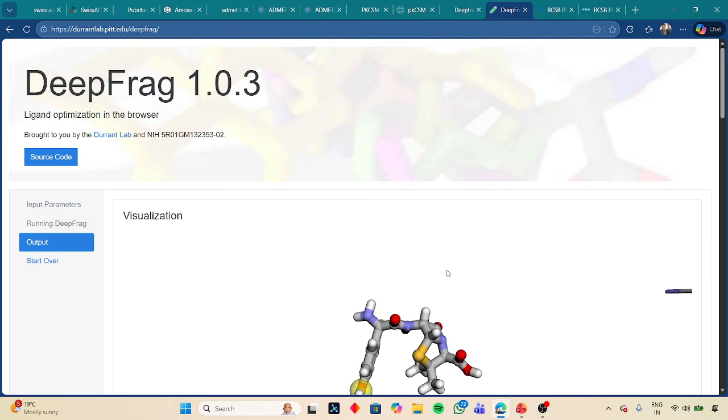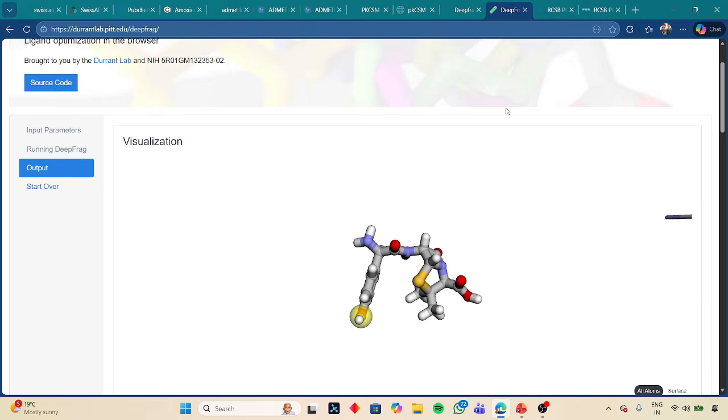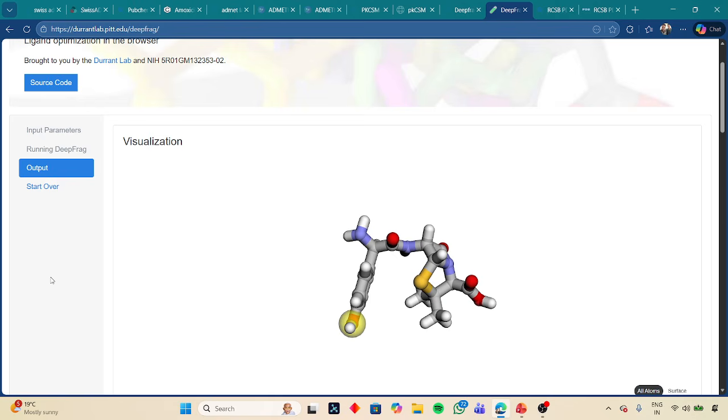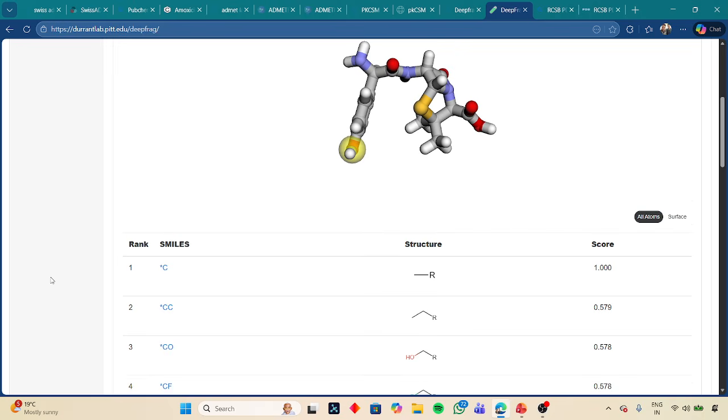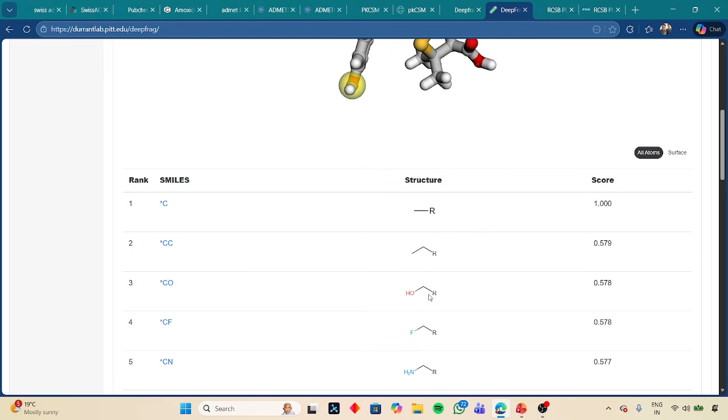It is an excellent software to find out what we can attach instead of this. So you can see that instead of this OH group, we can attach some sort of R group. Methyl we can attach here, ethyl we can attach, then we can attach the alcohol group here. Substituted alcohol.